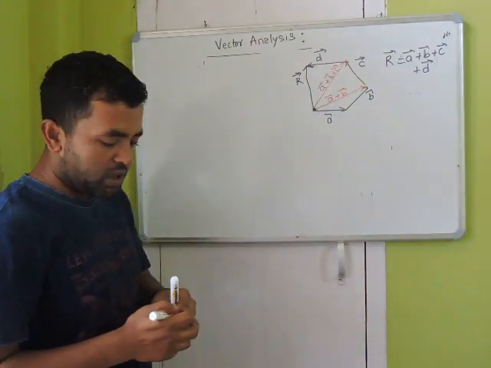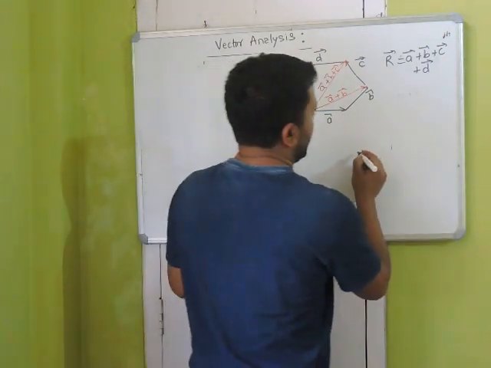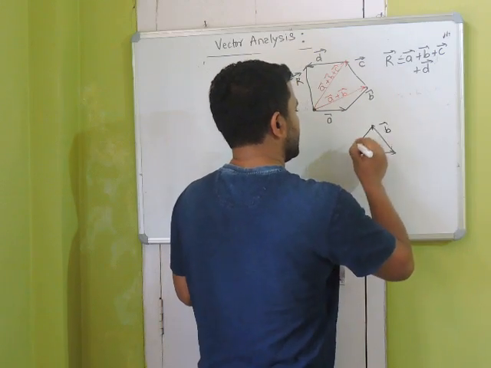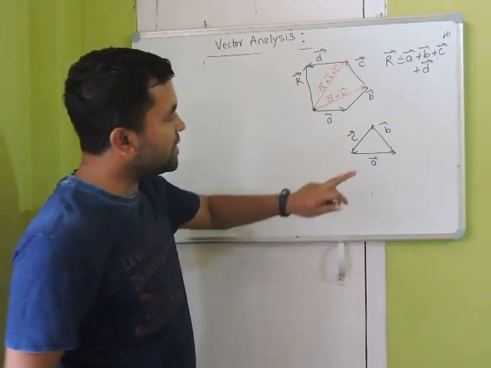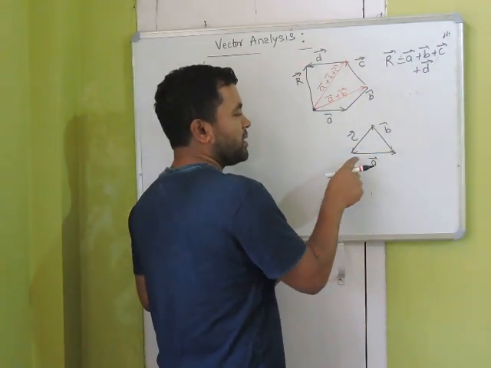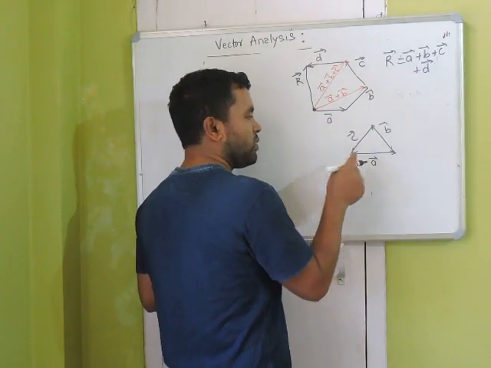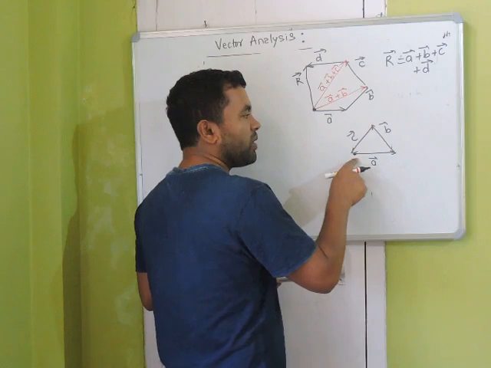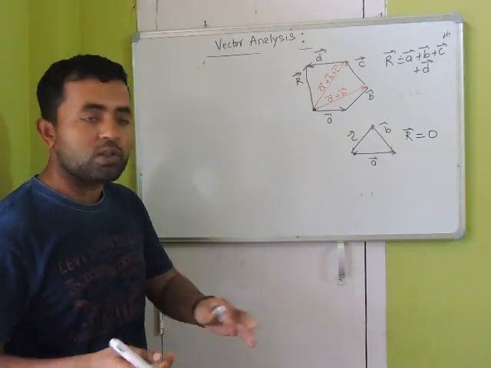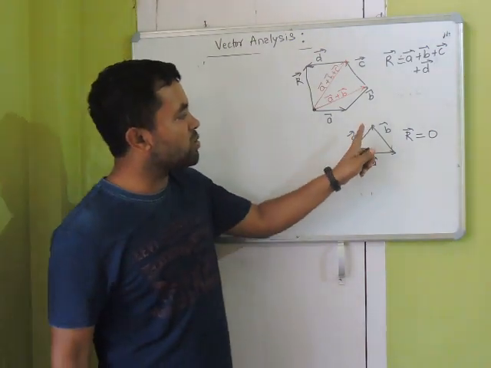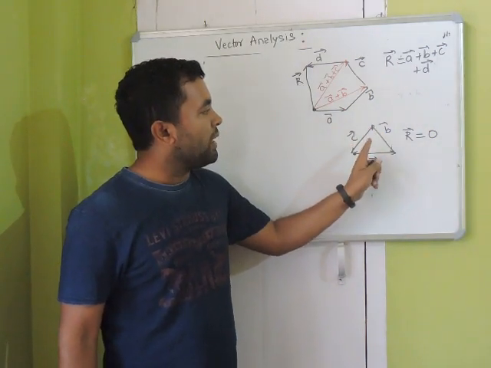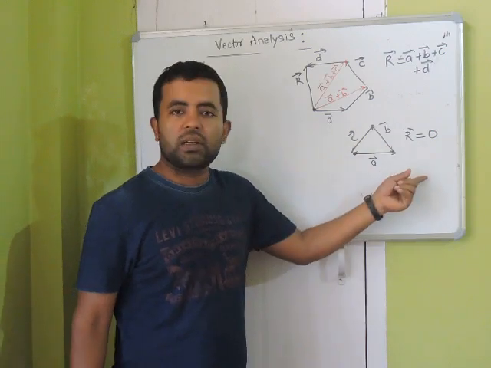Now you may ask this question, what if I have a vector like this? You can see the resultant of a vector is drawn from the tail of the first vector to the head of the last. In this case you can't draw resultant, so resultant will be 0. This idea is used when we talk about equilibrium. So if you can form a triangle, where you can't draw a resultant, then the resultant is 0.